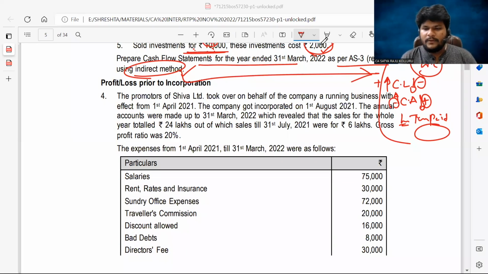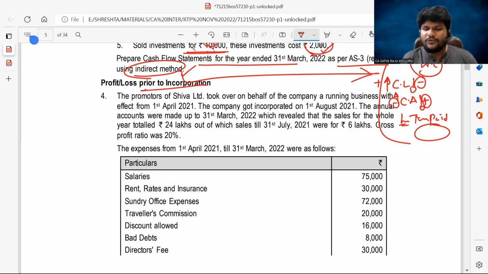Hi guys, this is the continuation of the last lecture. In the last lecture we covered problems related to all accounting standards as well as financial statements of companies, that is, preparation of the statement of P&L as well as the balance sheet, and the cash flow statement also. Am I right? Now it is time for the other chapters. So the first and foremost problem for today's session is profit or loss prior to incorporation.